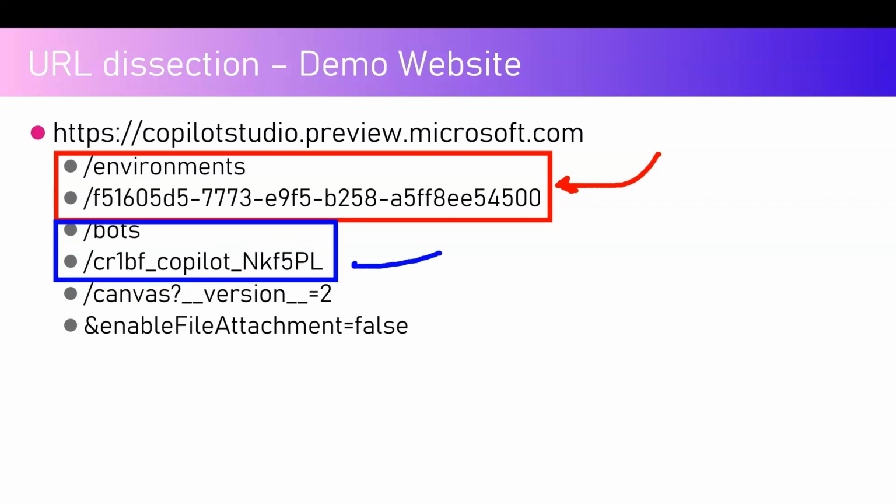Now this is a schema name. This is the schema name for my bot. So the schema name and the environment ID together compose the URL for the bot which is published in the demo website. And then there are other query strings, like enable file attachment or canvas, but those don't really identify the Copilot which you have built.